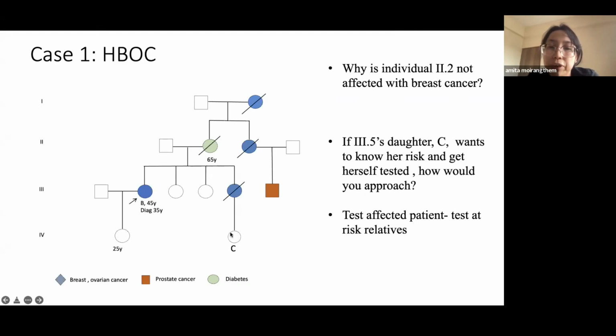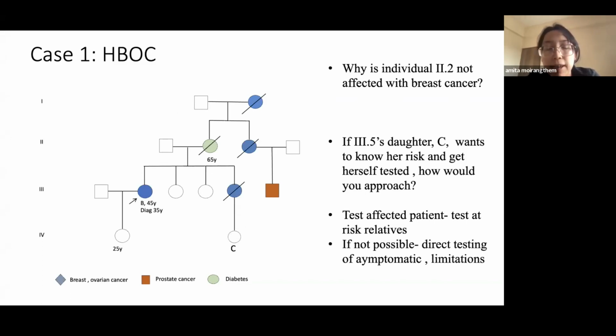So that is the preferred and the recommended way of testing such families. However, if it's not possible, suppose she is not ready to get herself tested, or she is no longer alive, etc. In those circumstances, we may go for direct testing of this asymptomatic individual. However, there are certain limitations.